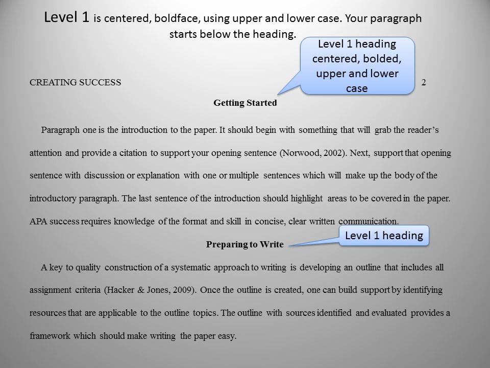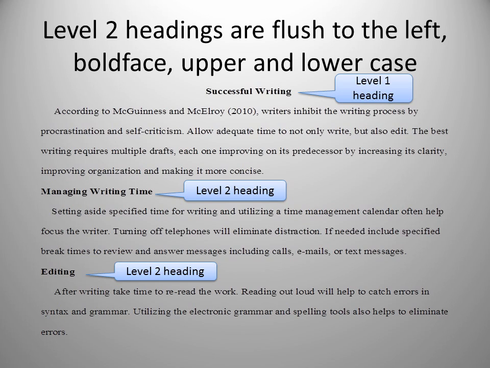Now, if there were subheadings underneath our level 1 heading, those would be level 2 headings. So here's an example, successful writing. We open with a sentence or two about what that is, and then break it down into some subheadings. So the subheadings, which are level 2 headings now, are flush to the margin. They are also bolded, and they do have the first letters of the words capitalized. So that's an example of a 2-level body of the paper.